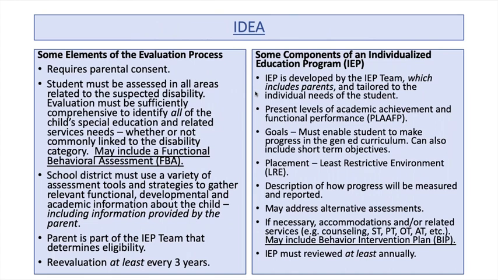So let's talk a little bit about the evaluation process for determining if a student needs an IEP, and then the components of an IEP, and compare and contrast this with the 504 plan. So number one, IEP evaluation requires parental consent. Unlike the evaluation process for 504, here the school district does have a formal evaluation that requires that the student must be assessed in all areas related to suspected disability. The evaluation has to be sufficiently comprehensive to identify all of the child's special education and related needs, whether or not they're commonly linked to a disability category.